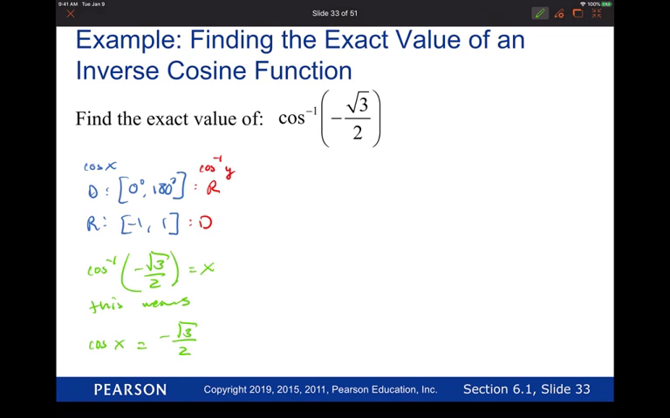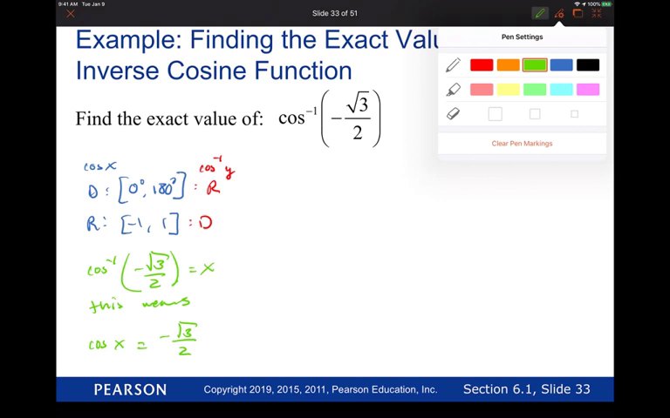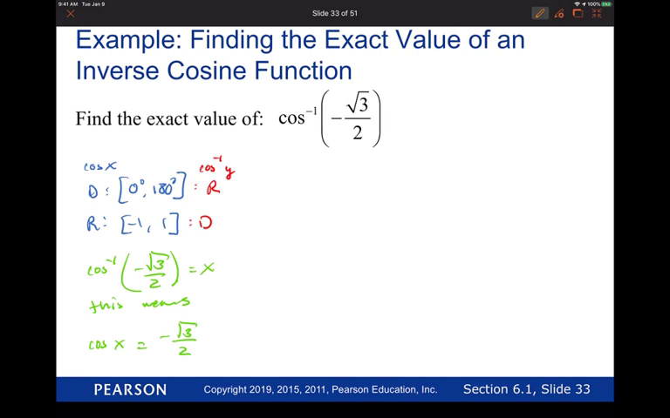It's not 180. Okay. Don't guess. Cosine of what angle gives us negative root 3 over 2? Okay, let's look at this. Let's just do it. Notice, I'm doing this repeatedly. I'm intentionally doing this over and over and over.